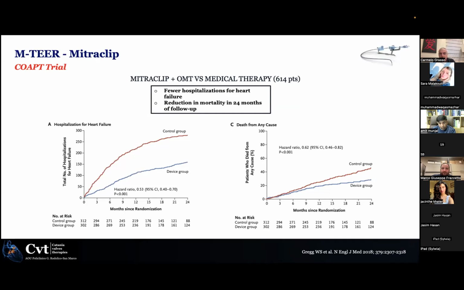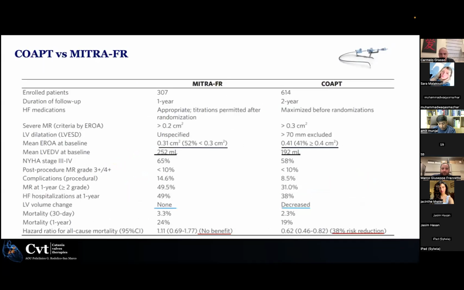So we have these two similar trials. We did all with MitraClip versus optimal medical therapy, but completely different results. Then when we went deeper into the trials, we saw that we were treating completely different patients. MITRA-FR patients were very diseased, with a big ventricle and less mitral regurgitation, compared with COAPT patients, who had a smaller ventricle and a prominent and severe MR.